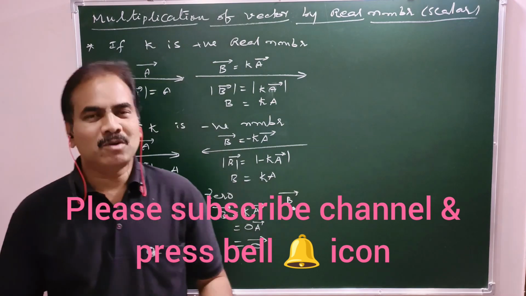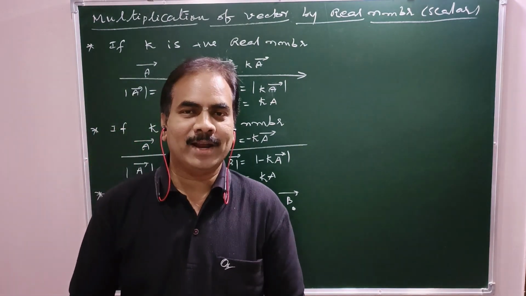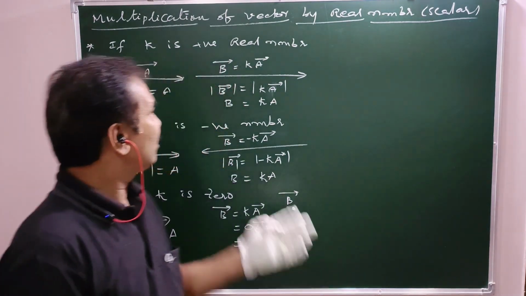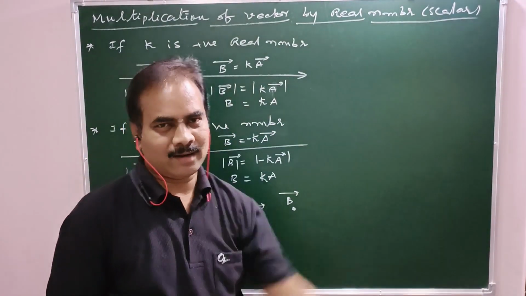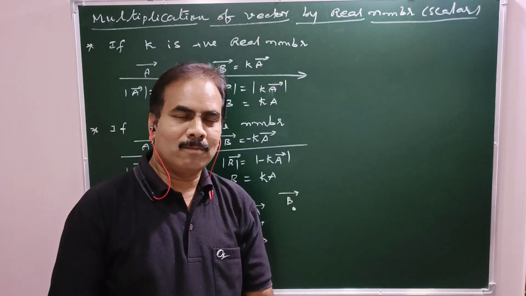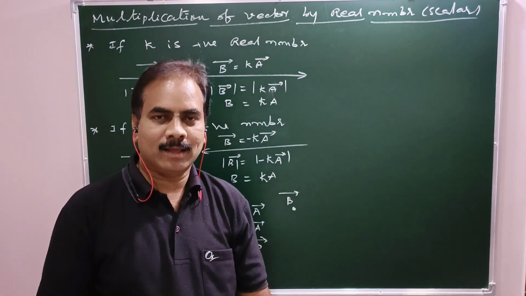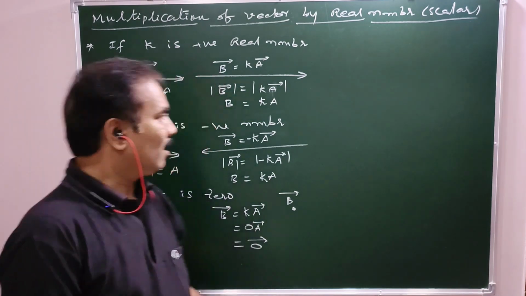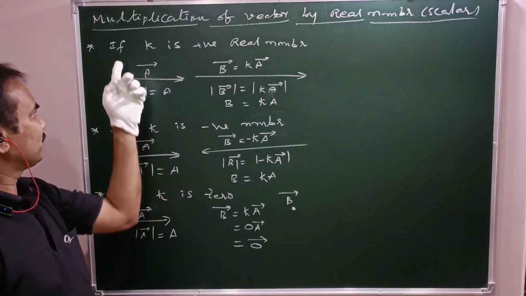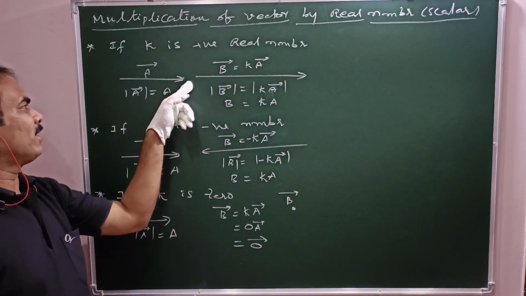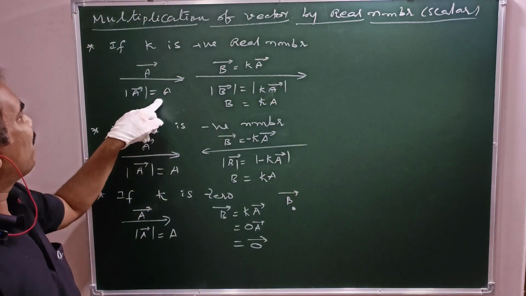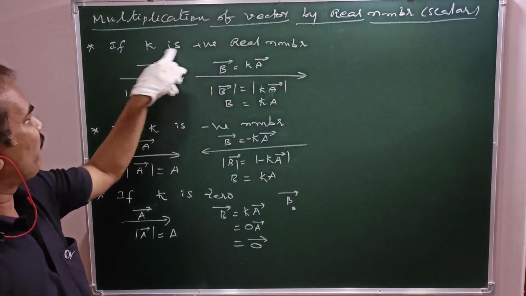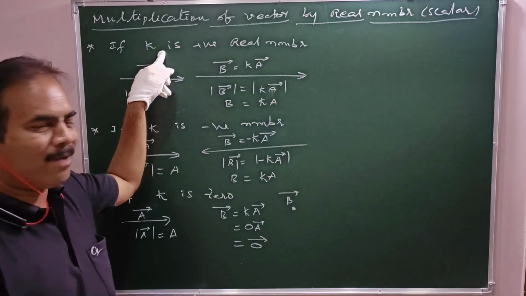Coming to the topic, multiplication of a vector by a real number. Multiplication of a vector by a real number, which is a scalar. If you multiply a given vector with a given real number scalar, what is the result? Let us see. a bar is a given vector whose magnitude mod a bar equals a. If it is multiplied by a real positive number k, then what happens?